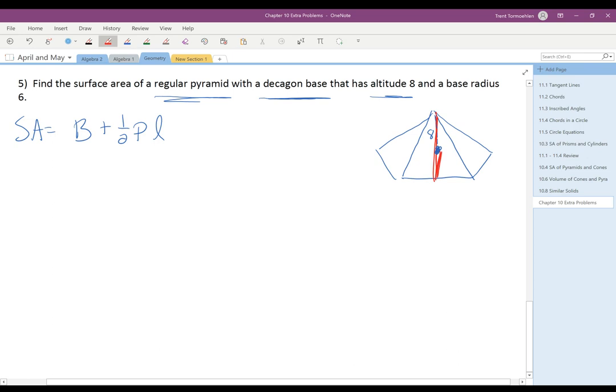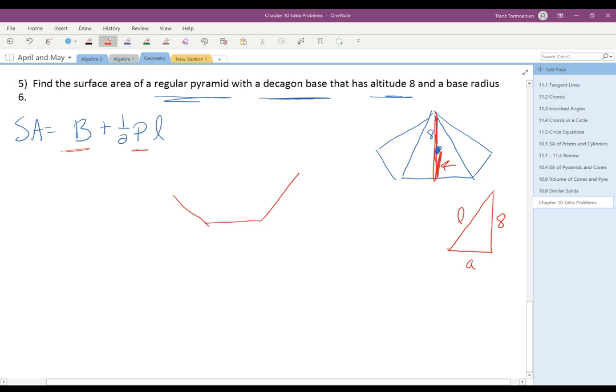And so we get a triangle that is created with the altitude, which in this case is 8, the lateral height, which is L, and then this length right here, which is just the apothem. And so that apothem is going to be very important for us because it's going to help us find the area of the base. It's going to help us find the perimeter. And then it's also going to help us find this lateral height. So the first thing we need to do is draw our decagon base in. So it's going to look like this.